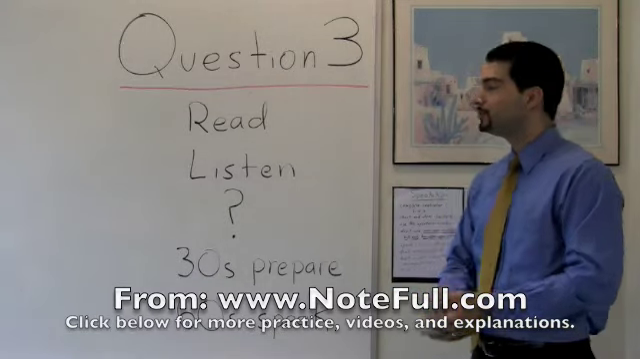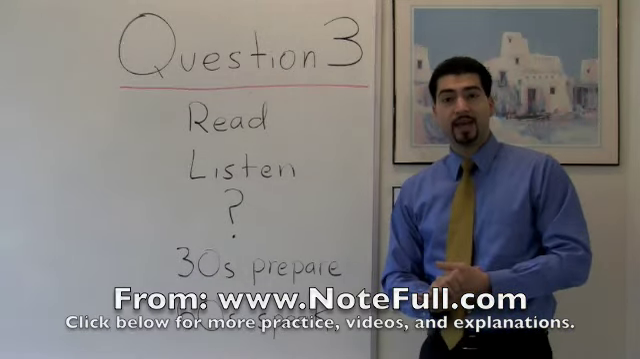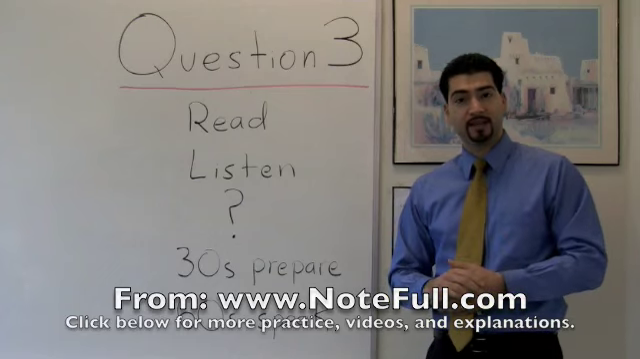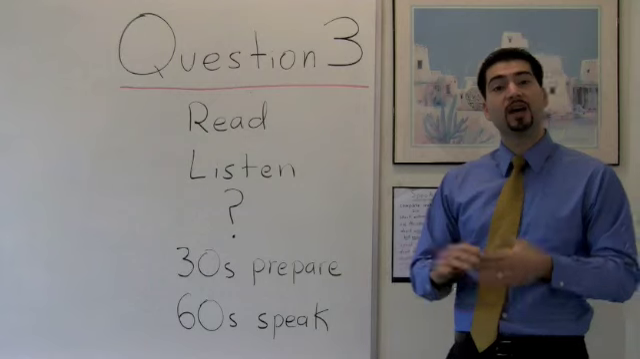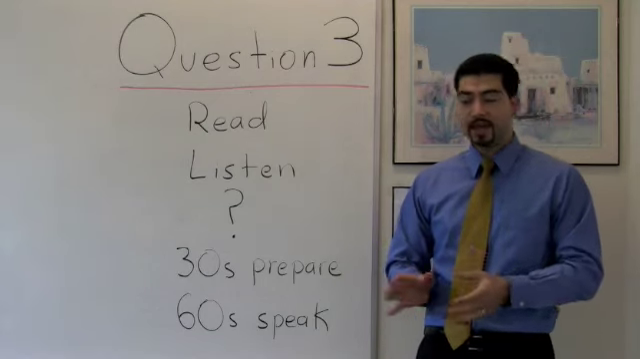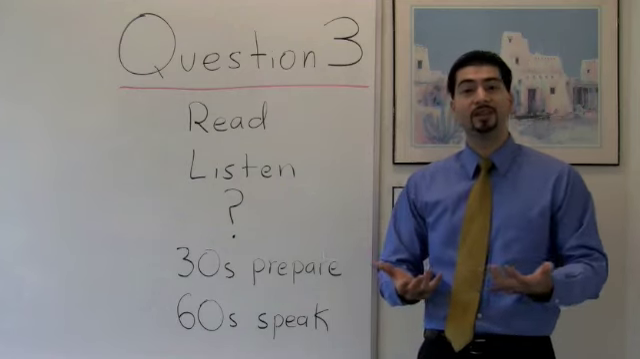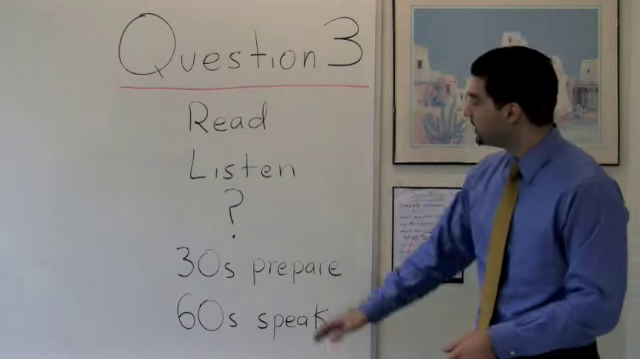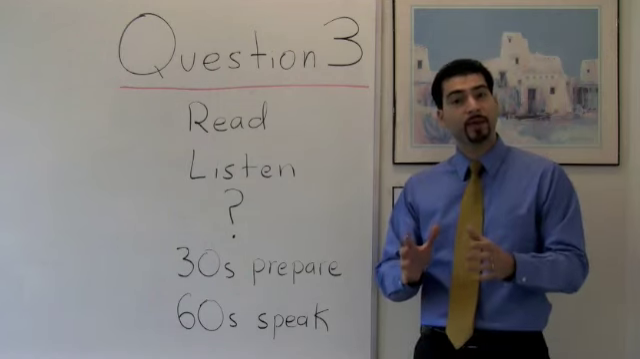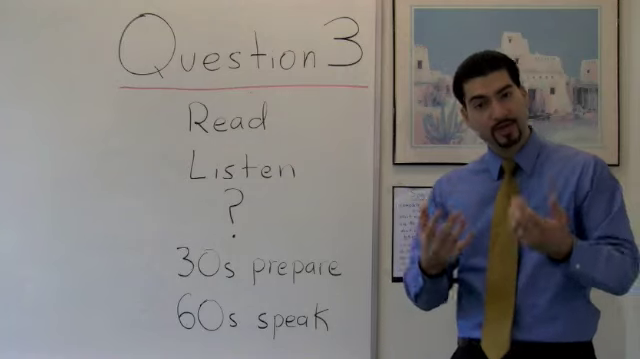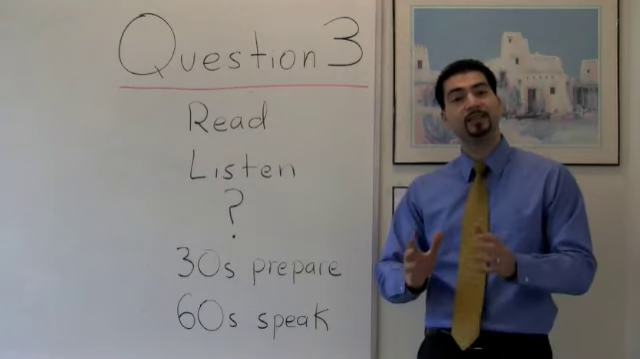So the first thing you're going to do is, of course, read. And you're going to read for about 45 seconds. Then you're going to listen to a conversation between two students. After that's finished, you're going to get a question that asks you something about the conversation and the reading. Then you're going to get 30 seconds to prepare your notes, your answer to that question, and then you're going to get 60 seconds to speak.